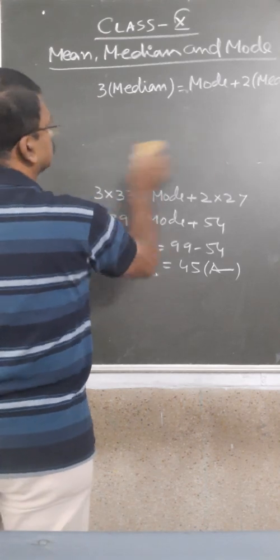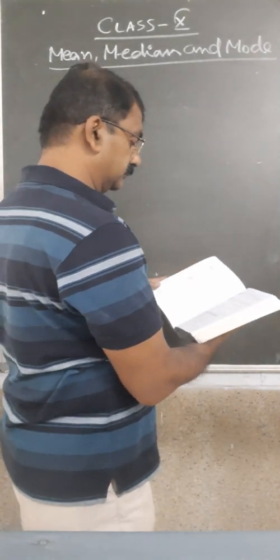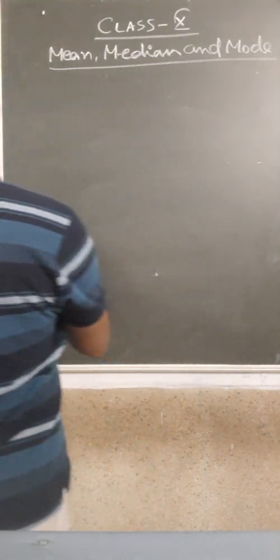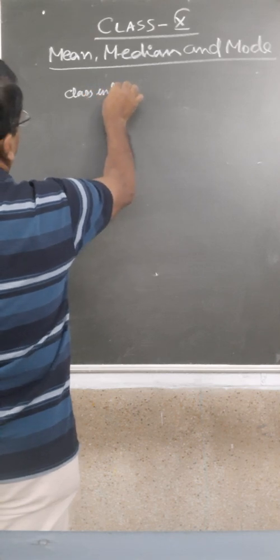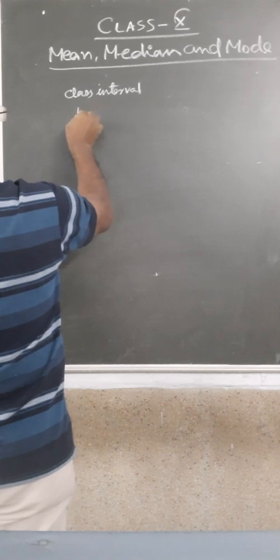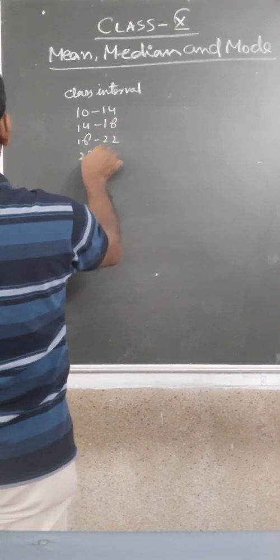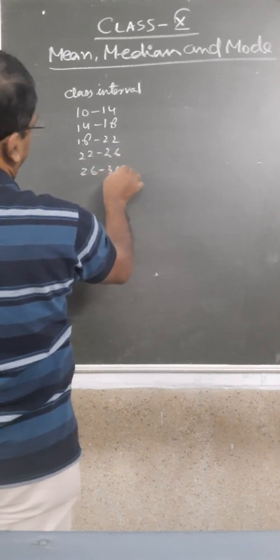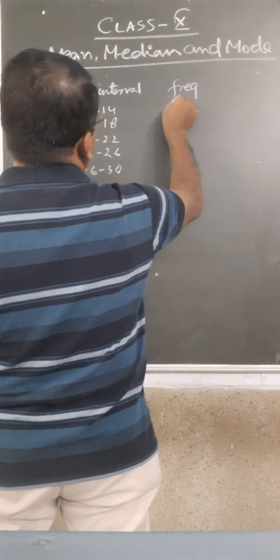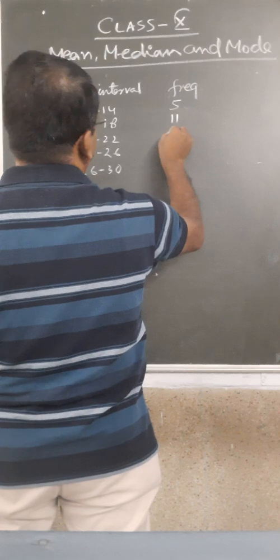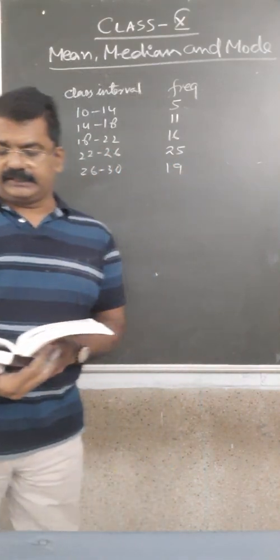Next question. Class interval 10 to 14, 14 to 18, 18 to 22, 22 to 26, 26 to 30, and frequency they have given 5, 11, 16, 25, 19. Okay, and now you have to find the mode.